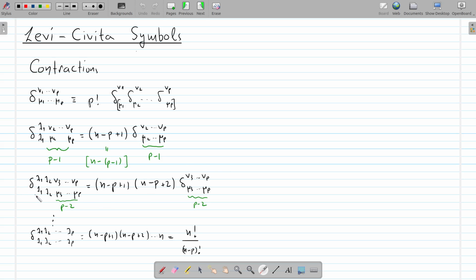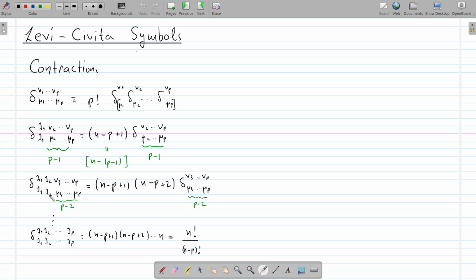Then we can go on and contract more indices. So here I also contract the second indices. So this is obtained from this formula by contracting the first indices here. So if we apply the formula in the previous line, we obtain n minus p plus 2 now, and the p minus 2 delta symbol. So we have here the product n minus p plus 1 and n minus p plus 2.